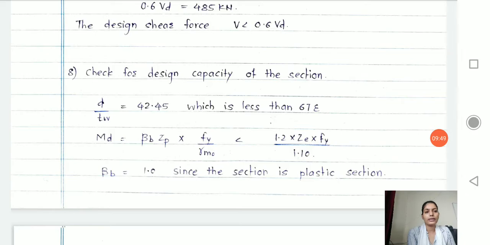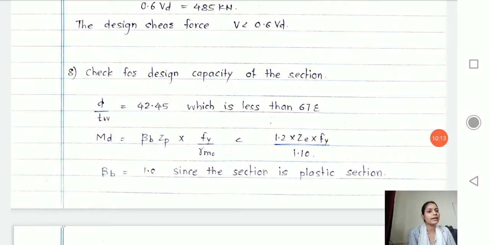Now in the next step, we will check the design capacity of the section. How will we do that? For that, we need to classify our section. Does our section lie in the plastic range, compact, semi-compact? We need to take care of what category our section falls into. Is it plastic, compact, semi-compact or slender? On that basis, we will decide its design capacity.